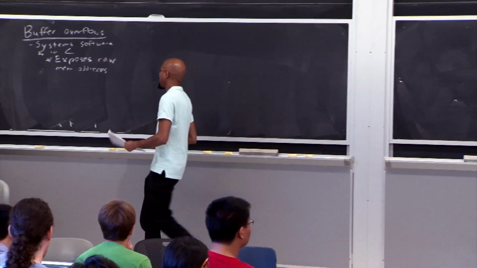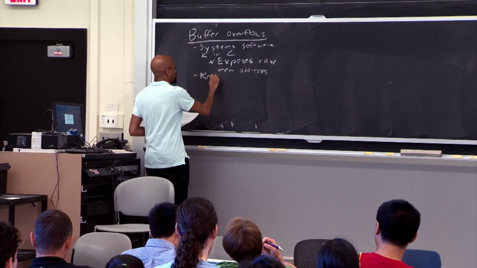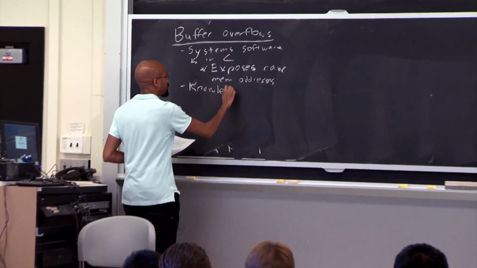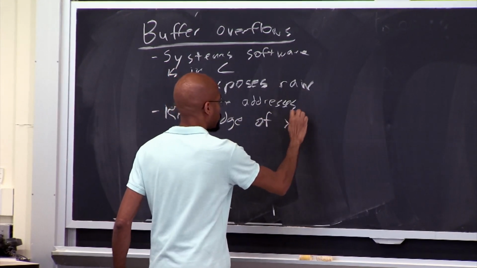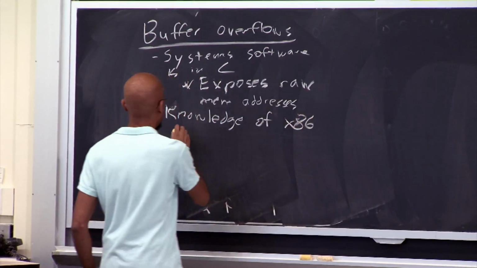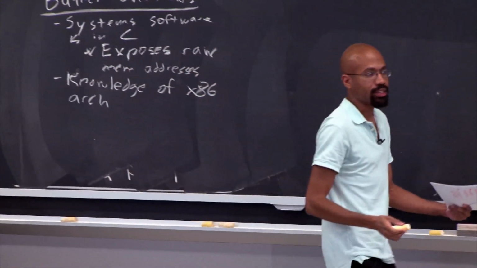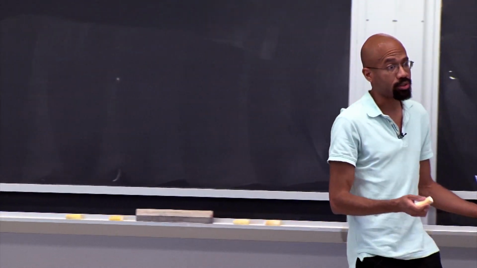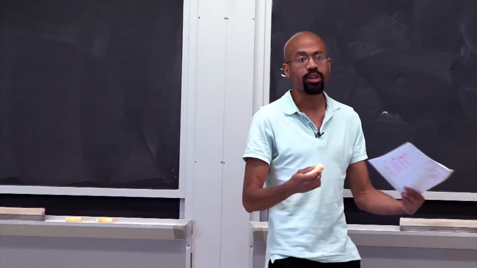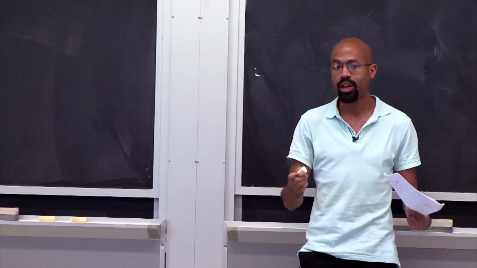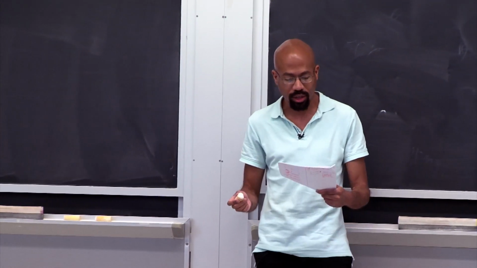And so these attacks also leverage knowledge of the x86 architecture. And by knowledge of that architecture, I mean things like what's the direction that the stack grows, right? What are the calling conventions for functions, right? When you invoke a C function, what is the stack going to look like? When you allocate an object on the heap, what are those heap allocation structures going to look like?